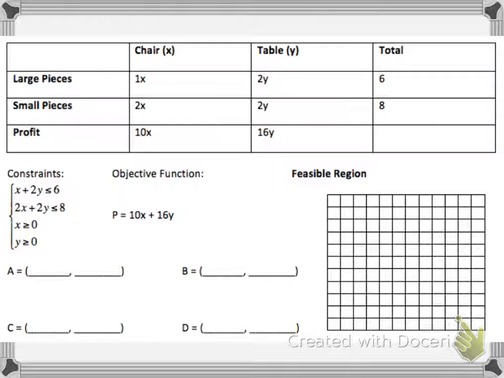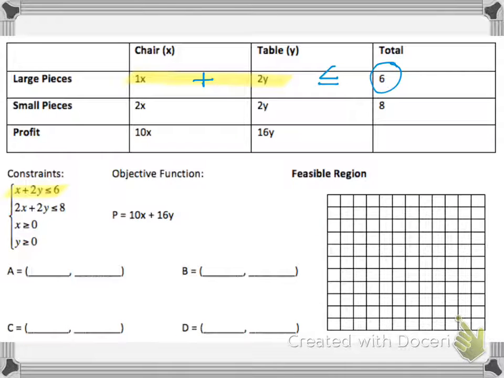So here's the table all filled in. So as you can see, if you take a look at the constraints below, they come directly out of the table. So if you go straight across in the large pieces column, we see the 2x and the 1x and the 2y. We want to add those together, and all together that needs to be less than or equal to the total number of large pieces we have to work with, which is 6. And that's where the inequality x plus 2y is less than or equal to 6 comes from.